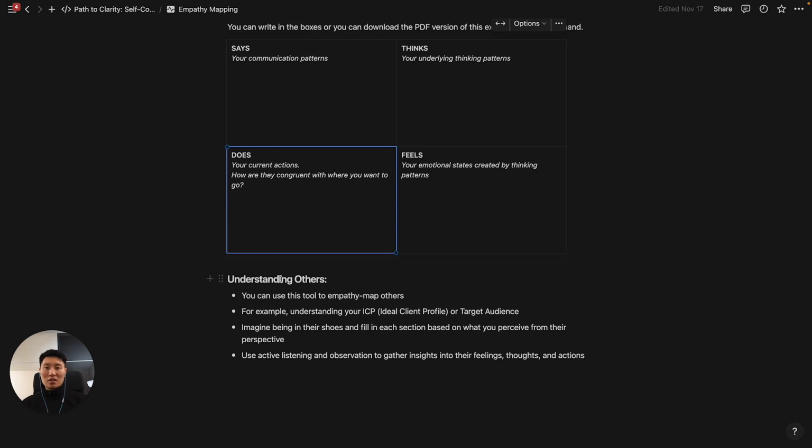Very importantly, this tool can be used for understanding others. You can use this tool to empathy map other people, right? For example, if you're working on your business, a solo business like myself, it helps me to understand the ideal client profile, like what's my target audience, maybe create content for people, right? And it helps you to understand what it's like being in their shoes. What kind of experience do they actually have?